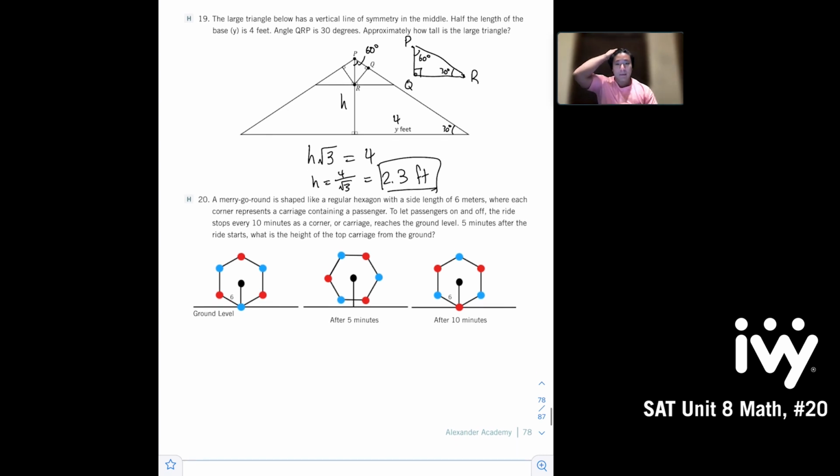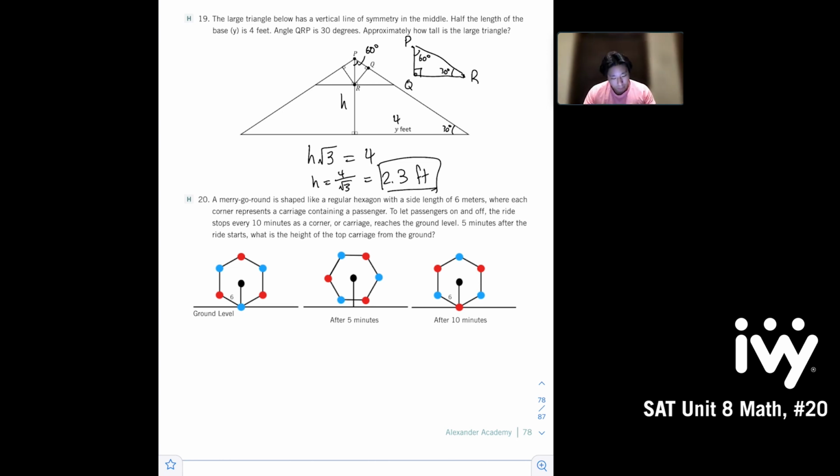Okay, question 20. A merry-go-round is shaped like a regular hexagon with a side length of 6 meters, where each corner represents a carriage containing a passenger. To let passengers on and off, the ride stops every 10 minutes at a corner or carriage reaches the ground level. 5 minutes after the ride starts, what is the height of the top carriage from the ground?